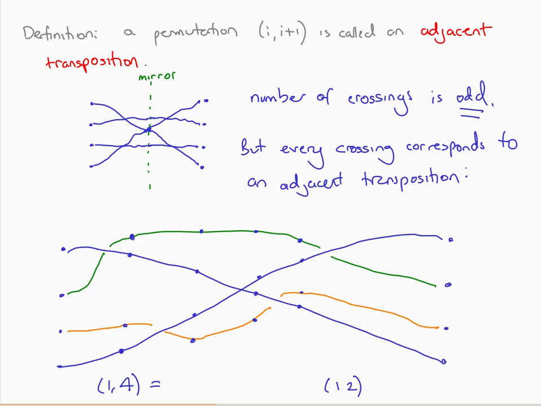(1 2), so here is (1 2), and then (3 4), and this here is (3 4), and then this here is (2 3), then the next one is (3 4), and then the last one is (1 2) again. So this kind of diagram allows us to express any transposition as a product of an odd number of adjacent transpositions.